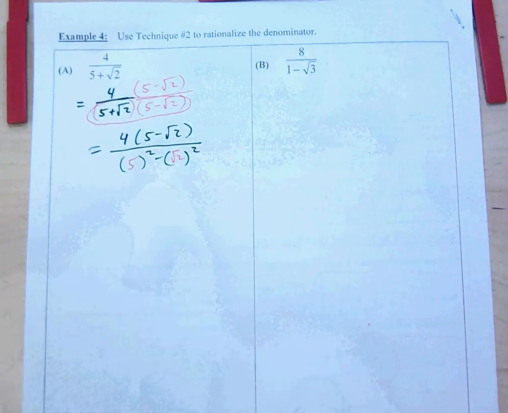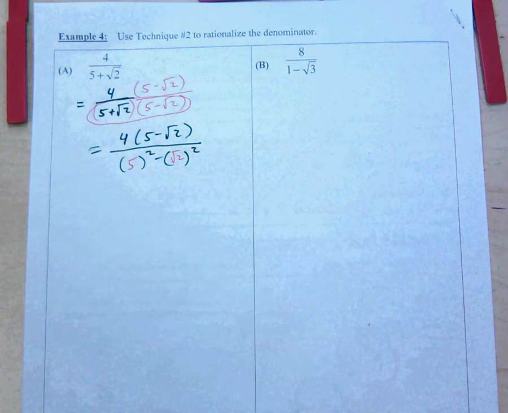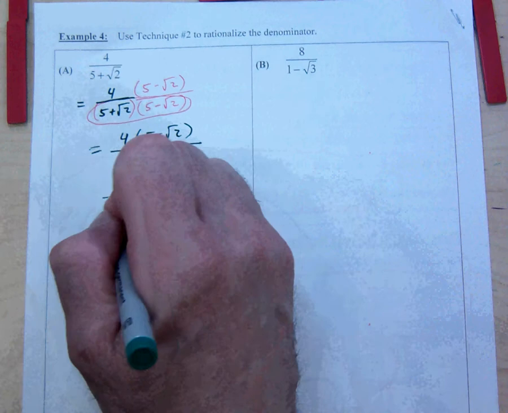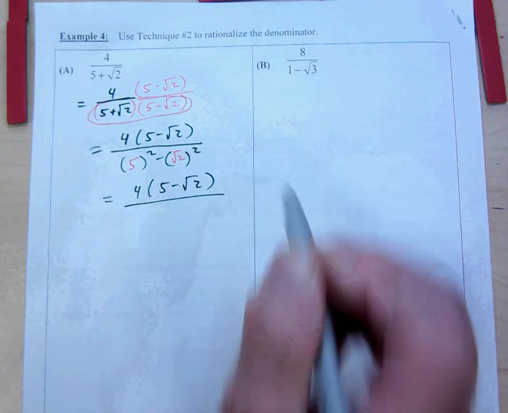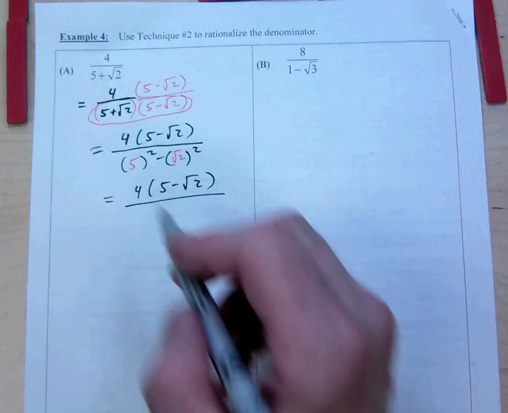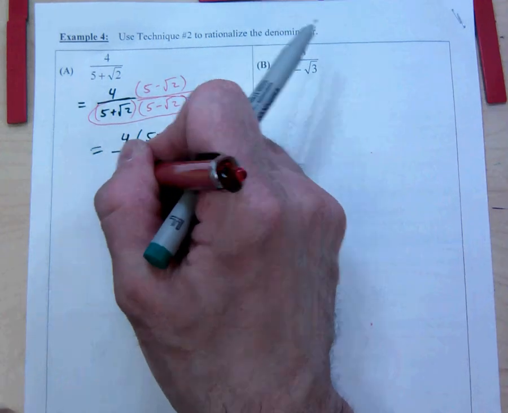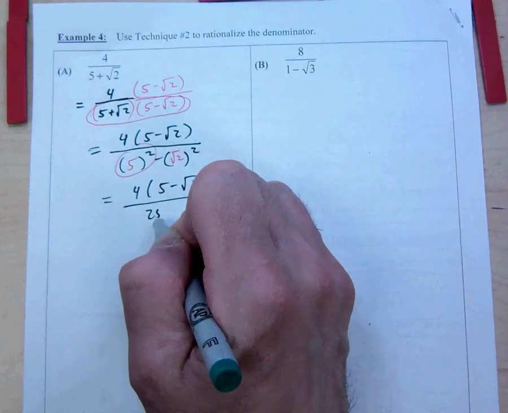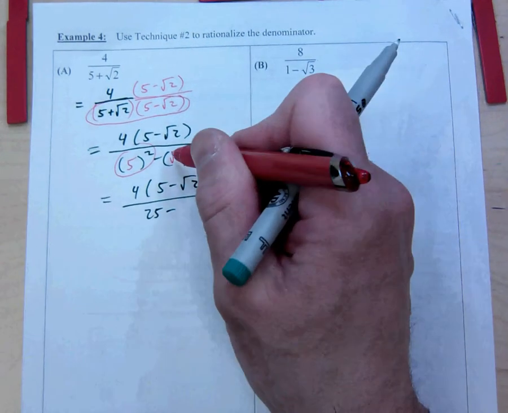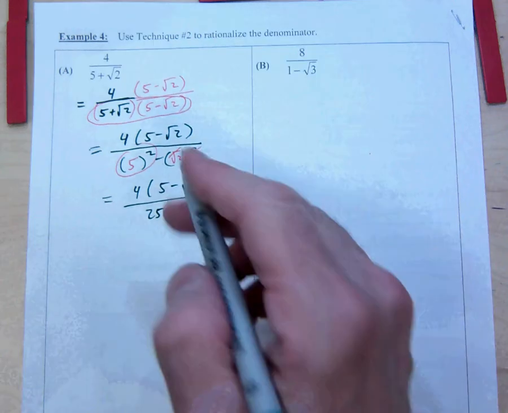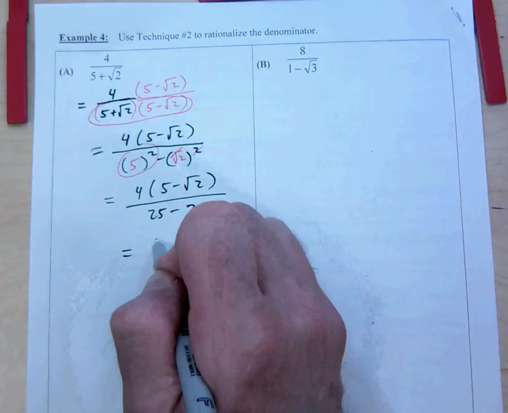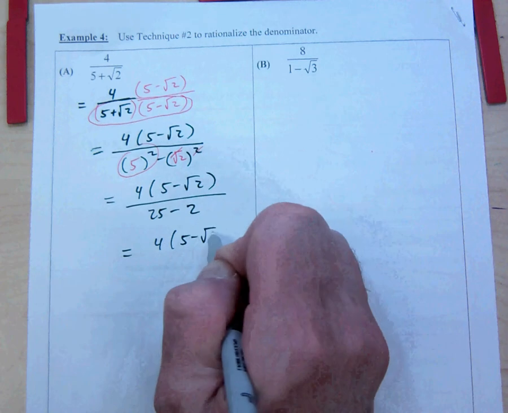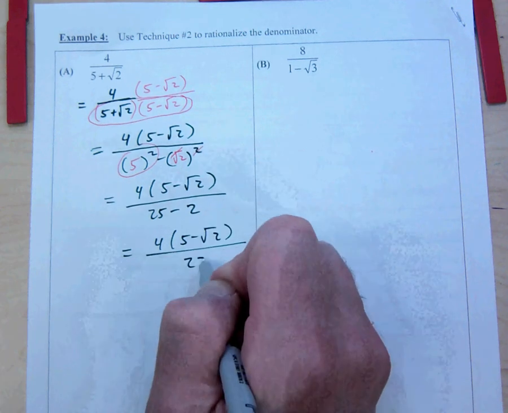Any questions so far? Okay, again, leave the top alone. Don't do anything to it. Now on the bottom, what's 5 squared, guys? 25. And what's square root of 2 squared? Well, the square root and square go away, leaving you with just what? 2. And so that is your answer.